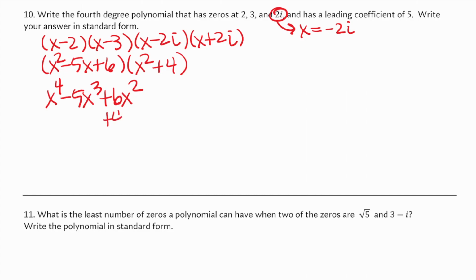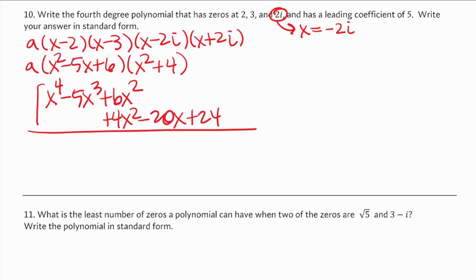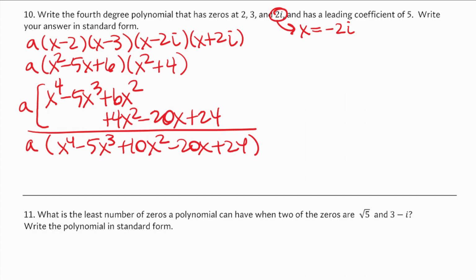4x squared. 4 times negative 5x is negative 20x, and 4 times 6 is 24. Add this all together, and I didn't even think about this. I really should have some leading coefficient out here. So this is going to be a times x to the 4 minus 5x to the 3 plus 10x to the 2 minus 20x plus 24. And a needs to equal 5 because of that leading coefficient business. All right, so a is going to be 5.